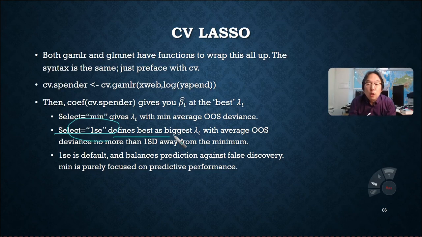So you're going to be left with a lot fewer betas, a lot fewer explanatory variables, just to be conservative, not to throw in garbage. It defines best as the biggest lambda hat with average out-of-sample deviance no more than one standard deviation away from the minimum. One standard error is the default and balances prediction against false discovery. Min is purely focused on predictive performance. Okay.